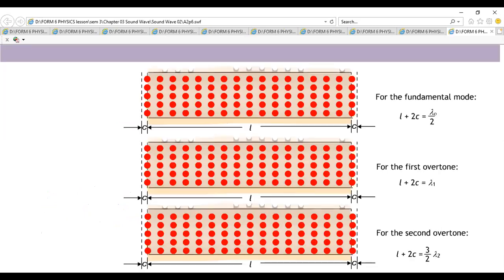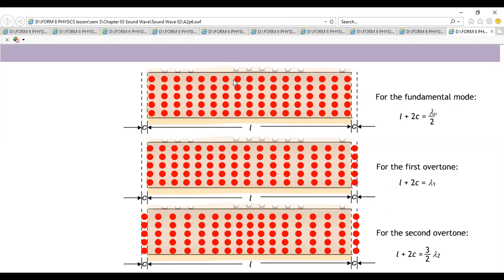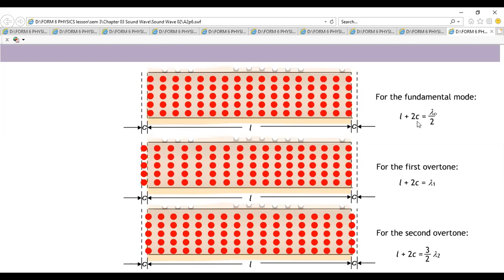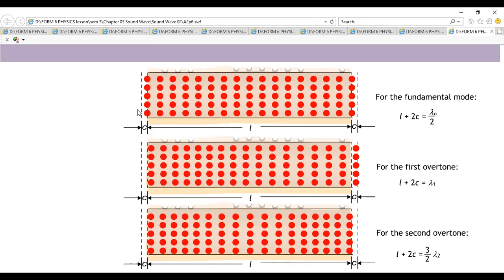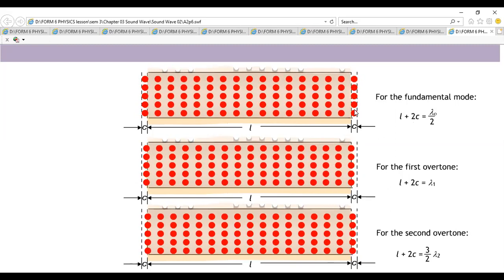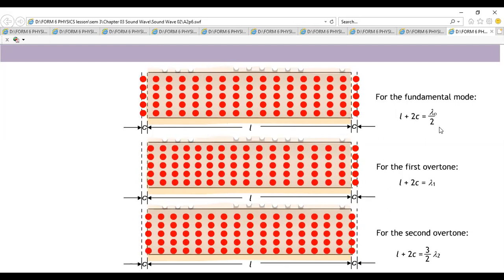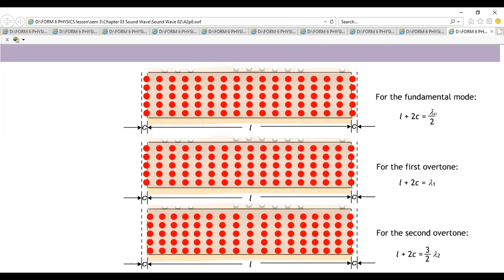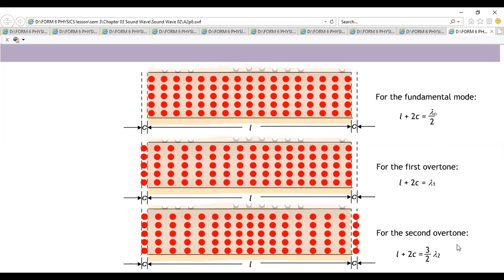So now, same thing, if the end correction is considered, the end correction will be 2C because both ends are open and the particles at both ends vibrate. So L plus 2C equal to lambda over 2 for the fundamental. First overtone, L plus 2C equal to lambda 1. For the second overtone, L plus 2C equal to 3 over 2 lambda 2.